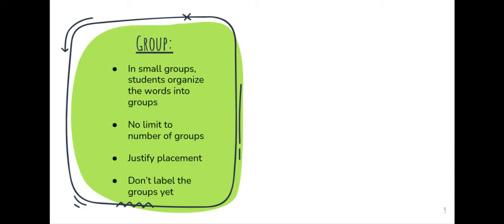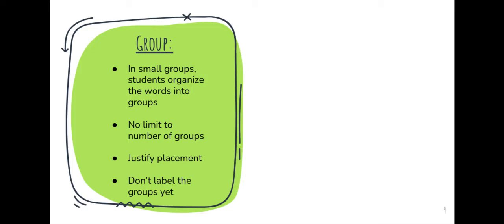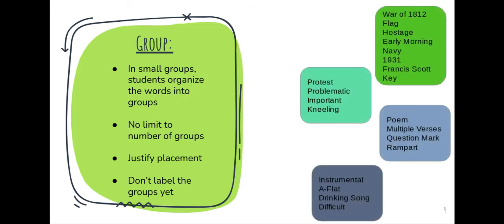Through discussion, they'll place the words into groups as they see the relationships develop between the words or ideas. So here's our list. The important thing to remember here is that there's no limit to the number of groups or ideas that are used to categorize the words. And at this point, there shouldn't be any specific label to the groups yet.